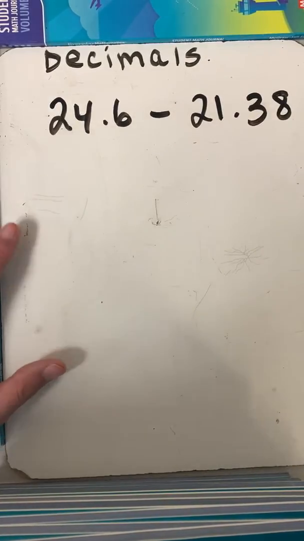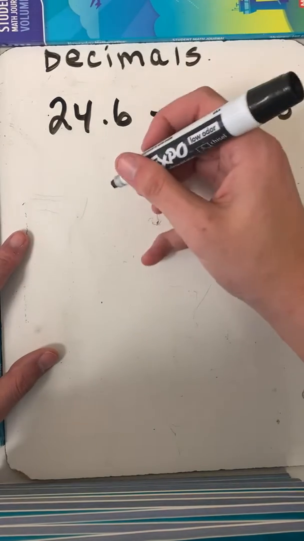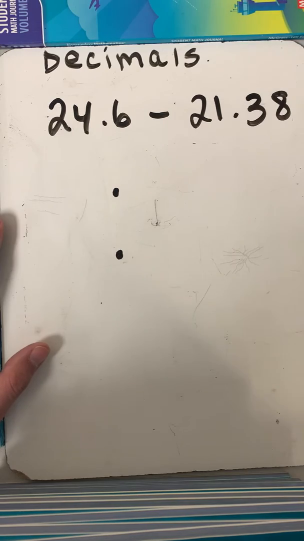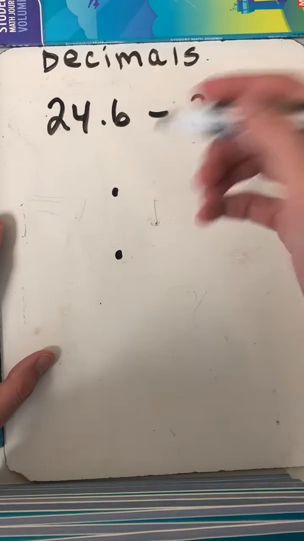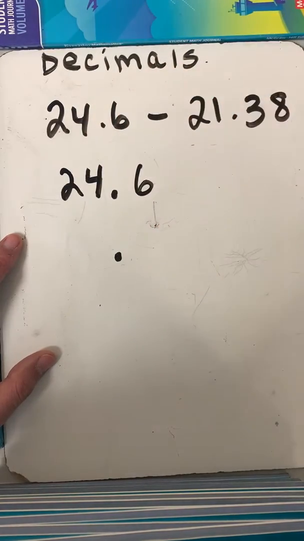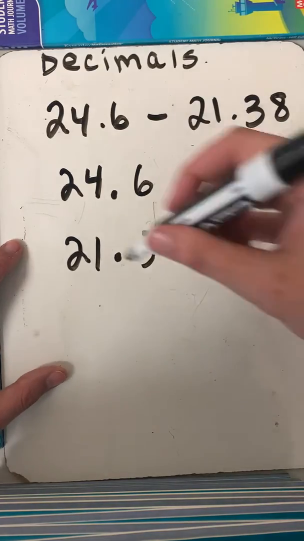the first thing we want to do is rewrite the problem. And again, we want to make sure the decimal points are lined up. If these decimal points are not lined up, it will lead to mistakes and it'll be 100% wrong in the end. So after I line the decimal points up, I'm just going to rewrite the problem. 24.6, 21, and 38 hundredths.